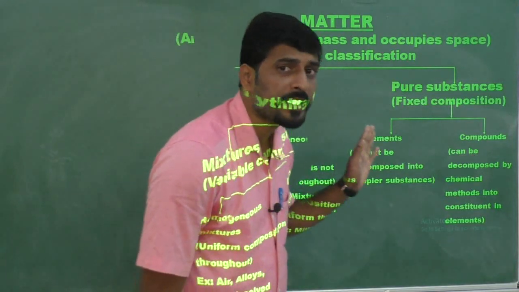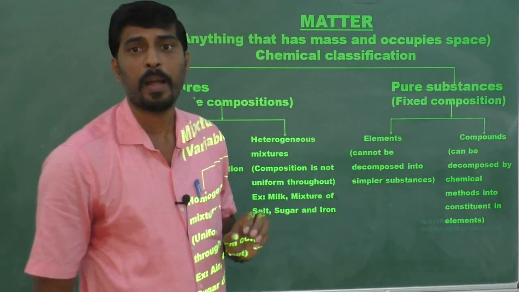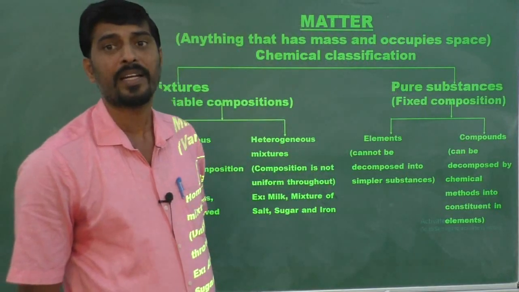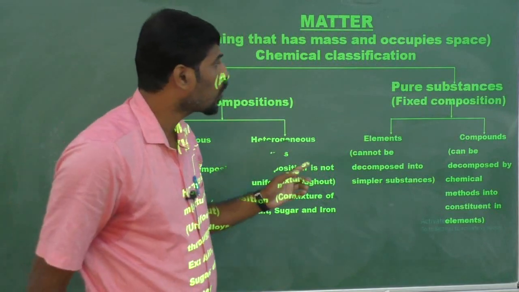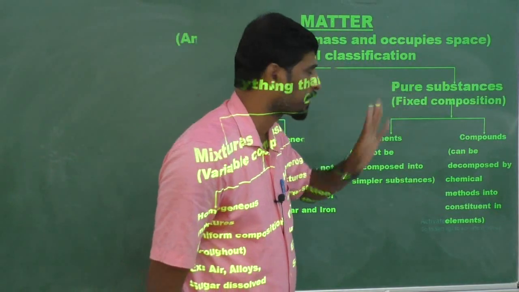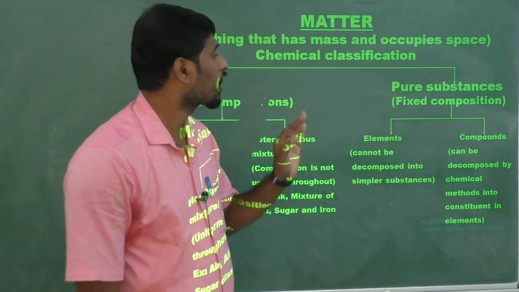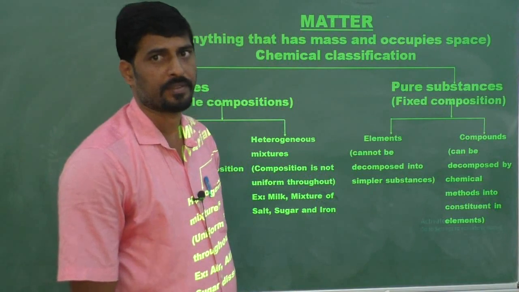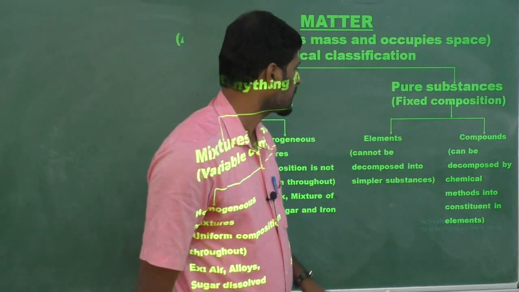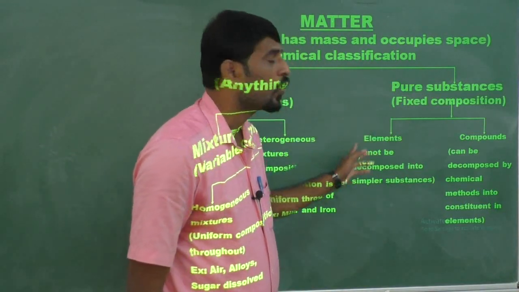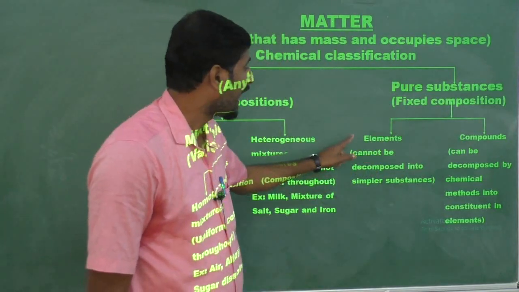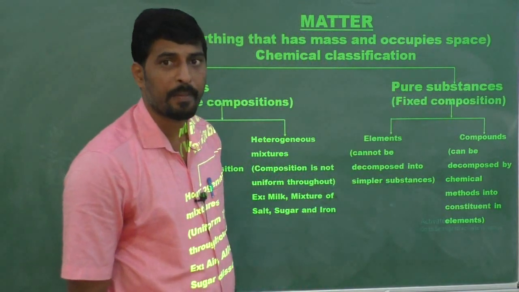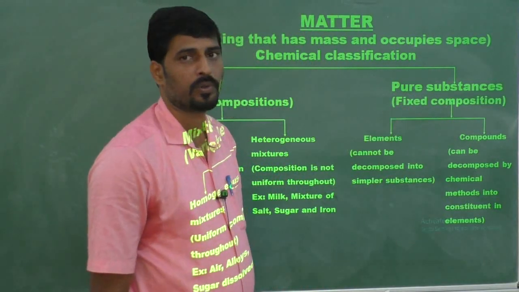Next, we come to pure substances. Pure substances are those which are made up of only one kind of particle, and those are called pure substances. Please remember, their composition is fixed. Pure substances can be classified into two types: one is elements, another is compounds.